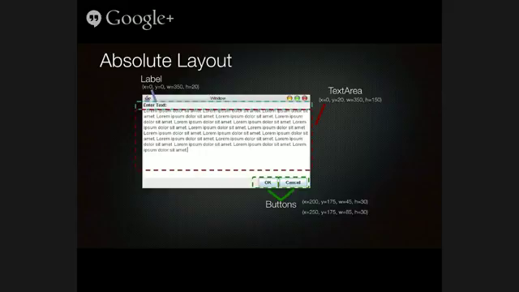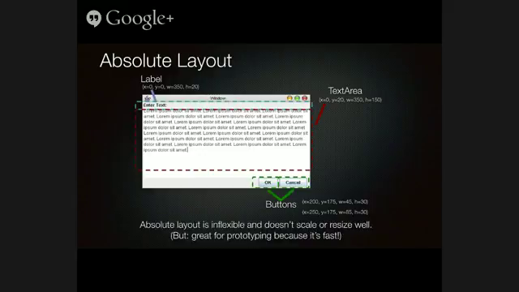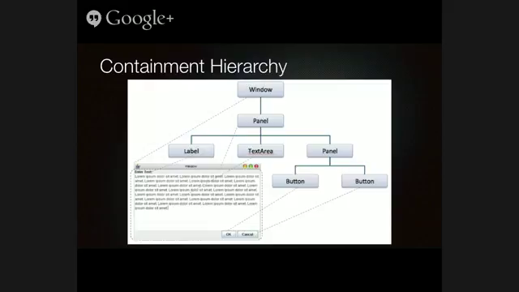But anymore, you basically just can't do this because you rotate your phone and every Android phone in the world has a different screen resolution, and different people are using different types of devices, and your thing might be run on a tablet in addition to a phone. You really have to do more dynamic things with your layout. So absolute layout is inflexible, it doesn't scale or resize well, and basically nobody uses it for anything anymore. What we do instead is we have containment hierarchies.